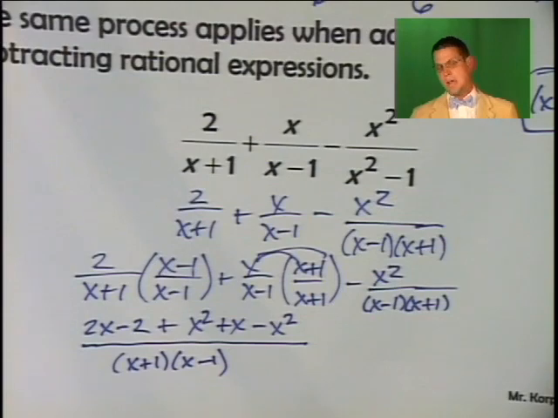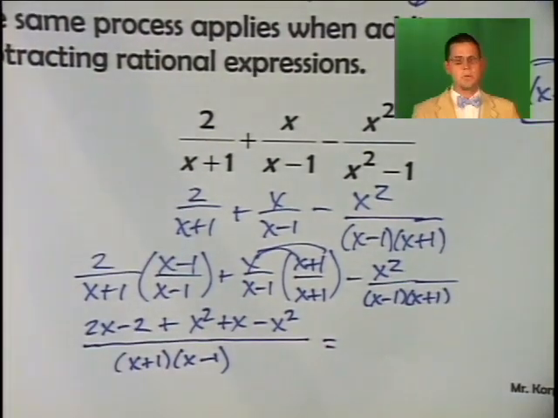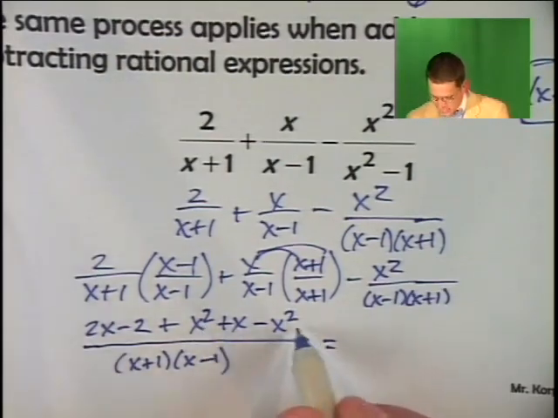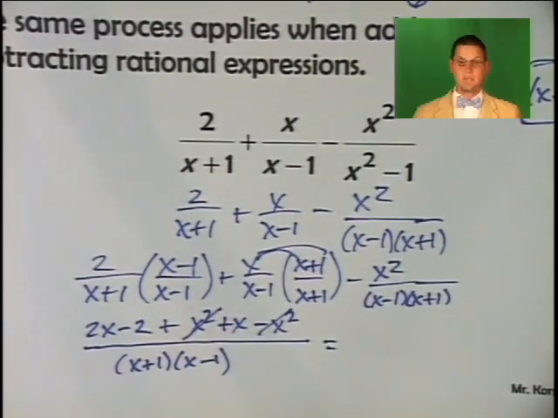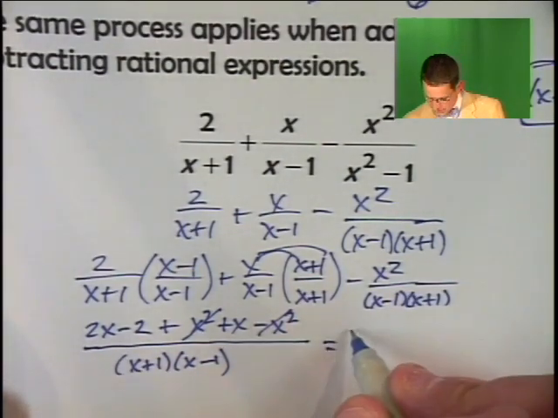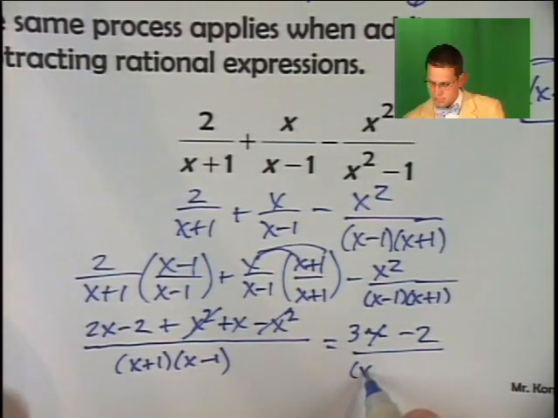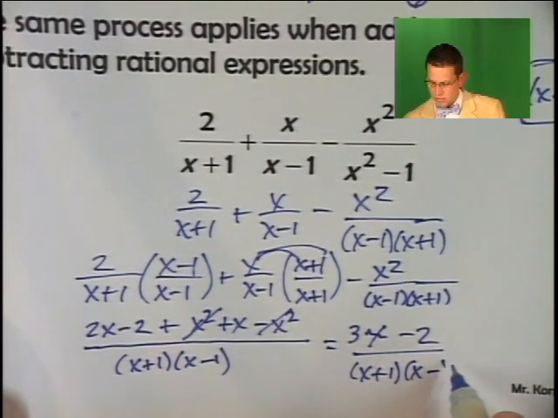Okay? And now what we need to do is combine like terms in the numerator. And it's good to start with your largest powers of x. So I have an x squared minus x squared. Nice. In this case, they cancel. We don't have any x squareds left. Then I have a 2x plus 1x. That's a 3x. And then I have a minus 2, all over x plus 1 times x minus 1.